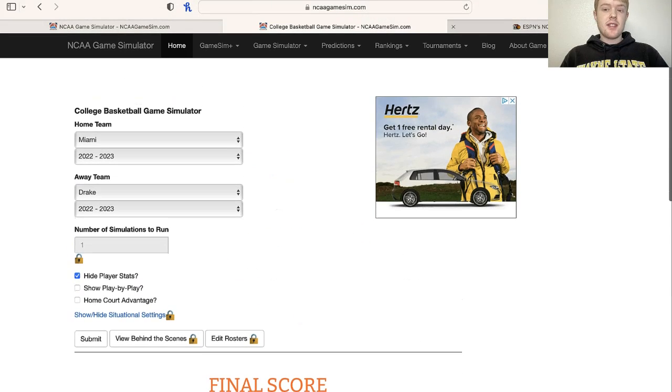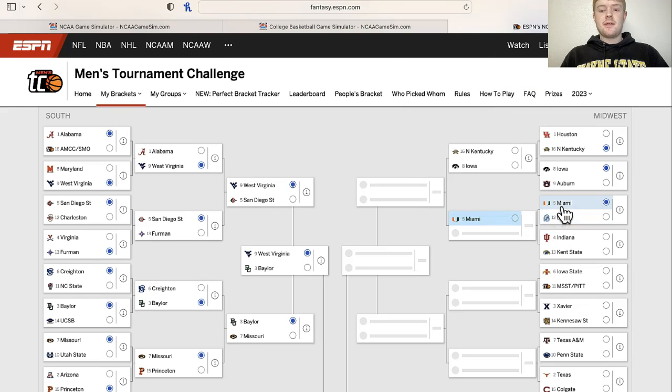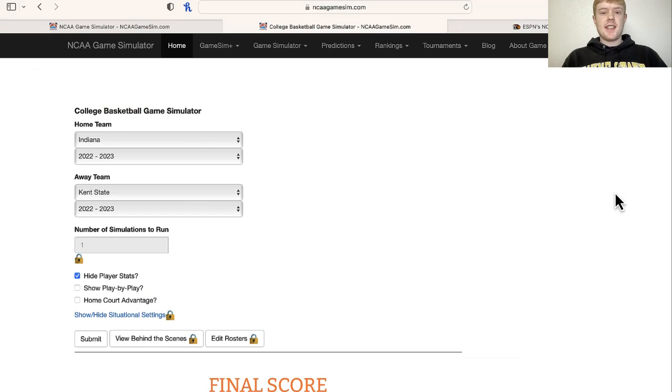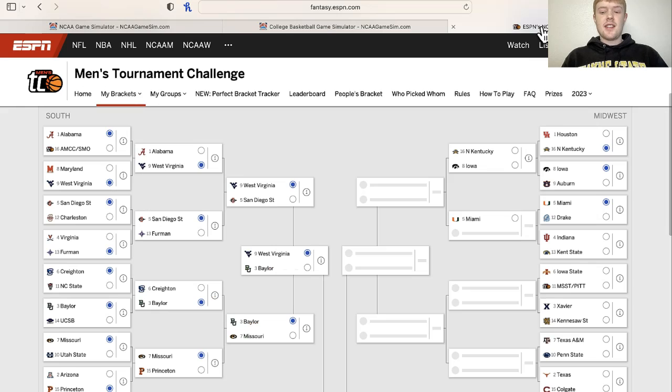Although I think in real life, it's gonna be a close game. Let's put Miami through. Next up is Indiana versus Kent State, and once again a blowout. Although I do think Kent State is gonna be able to make it a really close game, if not win. They're a really good team, and well, they lose this one. Indiana moves on to the next round.